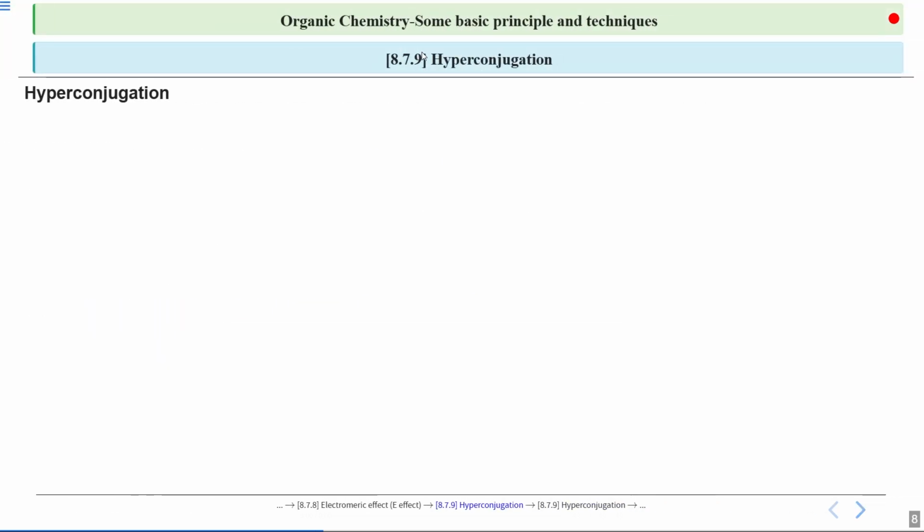So this was all about the electromeric effect. I hope you got the point. And why was it important? I would say that in most of the reactions, you will see this electromeric effect operating. As a result of this inductive effect and all, this movement is being coursed through. Now we will move on to the next electronic displacement, which is hyperconjugation.